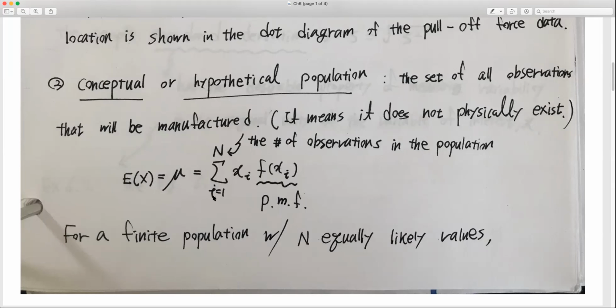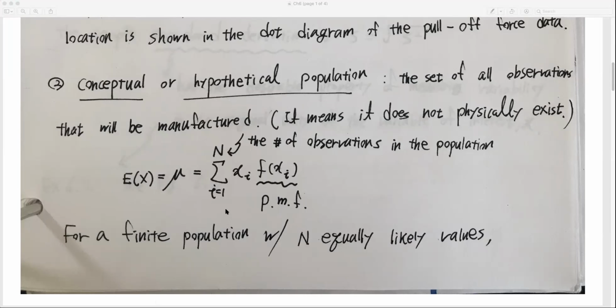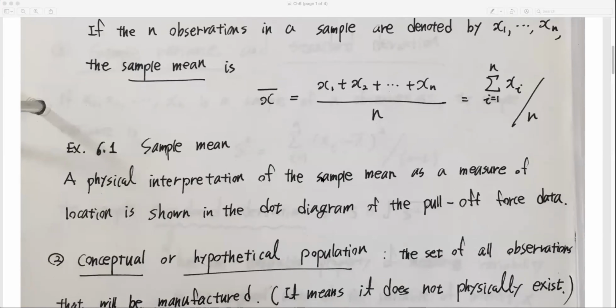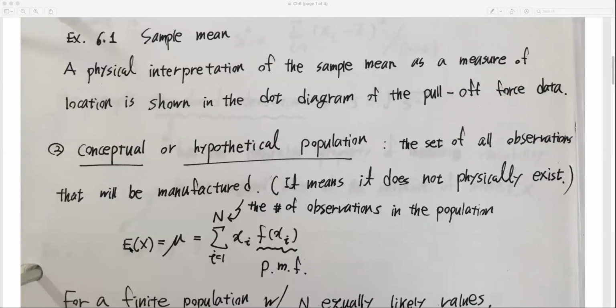But I told you, counting all of the observations is not possible. Let me see. Okay, so xi times f of xi, where f of xi is a PMF, probability mass function. But you see, what's the difference between the formula of the sample mean and the formula of the population mean? PMF, right?